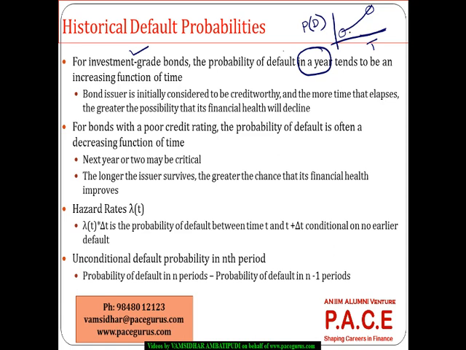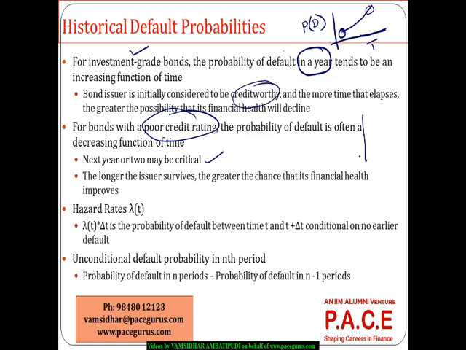Why? Initially it's a good company. It is creditworthy, so today the probability of default is lesser. But as time elapses, there is a good chance that the performance of the company may deteriorate, and because of that the financial health can decline, which will increase the chances of default of that particular company. Whereas on the other side, when I look at a company with an already poor credit rating today, what matters is now. The criticality is now and the next year or two.